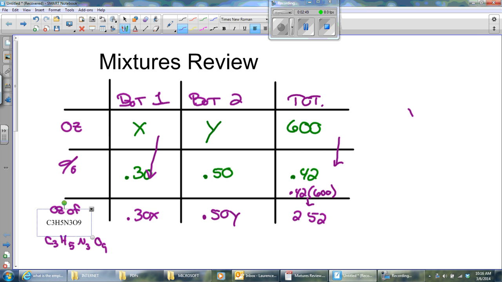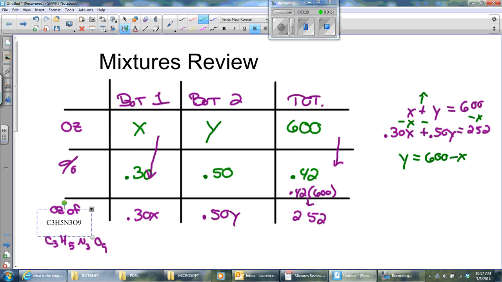Alright, so my two equations are x plus y equals 600 and 0.30x plus 0.50y equals 252. I like to do these by substitution, so I'm going to go ahead and solve. I'll solve for y. So I'll subtract x from both sides, and that will tell me that y is going to equal 600 minus x. I'll take this and substitute it in the second equation right there.